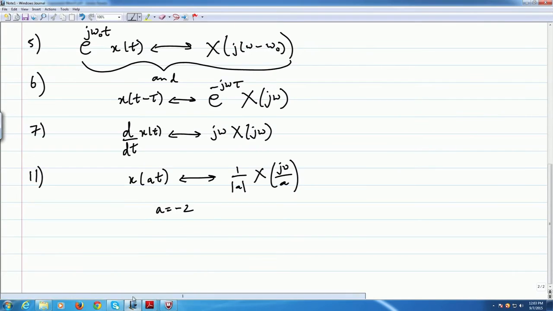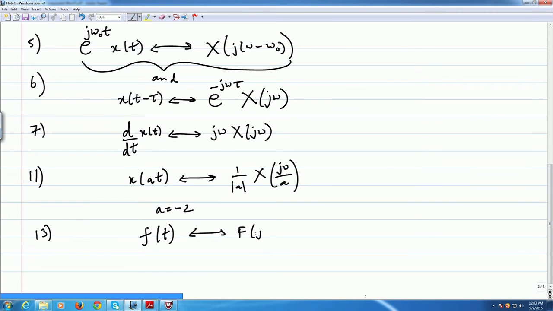Okay. So, let me write that down for the 13th question. Go from f of t to F of j omega. This will be some rect signal. You square and integrate this to find the energy. So, that is the input energy. Let me write that down a little bit more clearly.